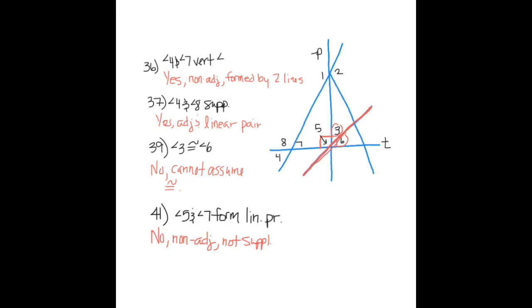A linear pair is made of adjacent angles. Is angle 7 adjacent to angle 5? No, it's not. So think about your definition, because I know you might talk yourself into thinking that they could be or couldn't be, but remember that they're not adjacent, and that's the definition of a linear pair. They have to be adjacent angles.